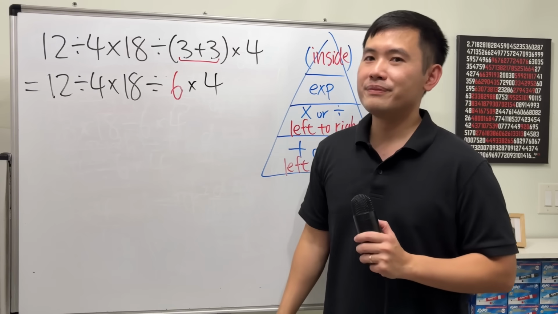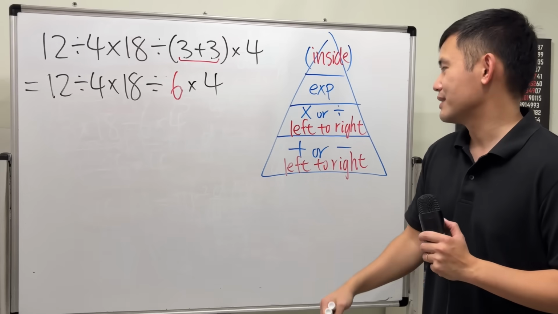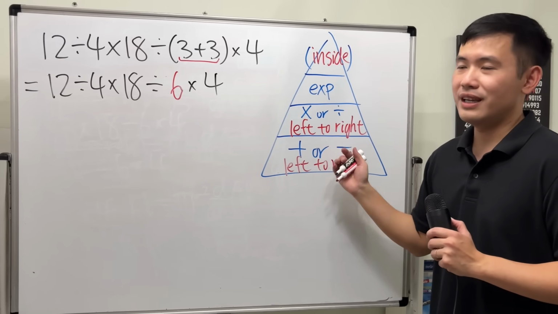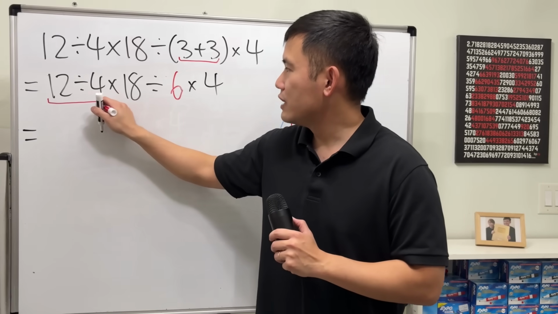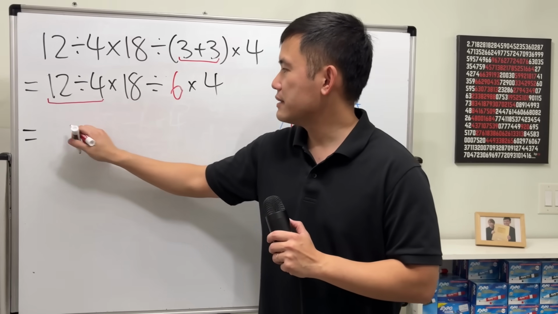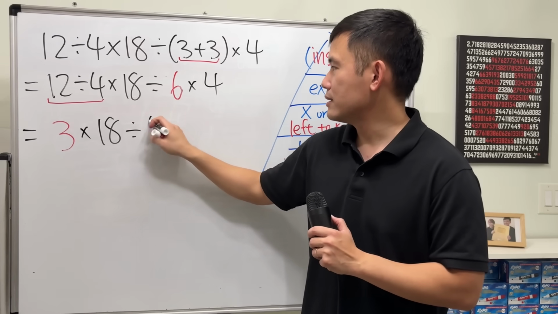by 4. Now here's the fun part, because we don't have multiplication and division left. So we are going to just go from left to right. So start with 12 divided by 4, and that is going to be 3. And then I'm just going to keep the rest. I will only do one step at a time.